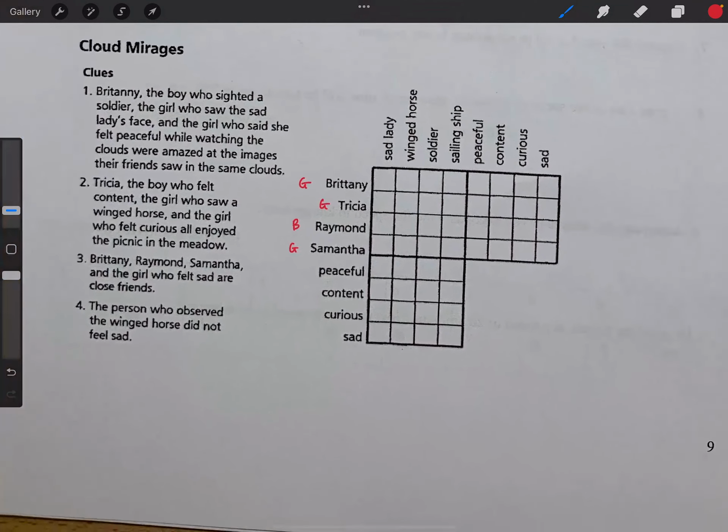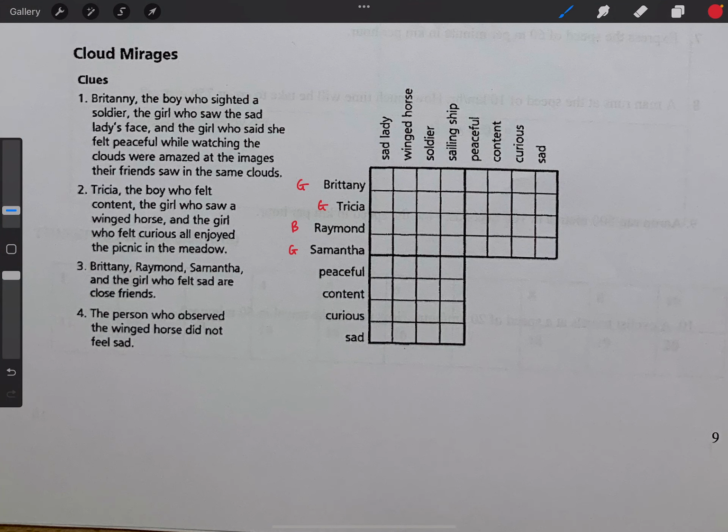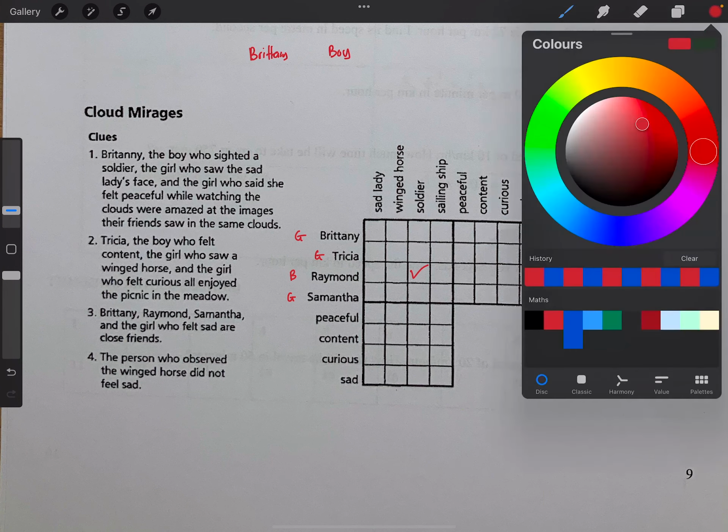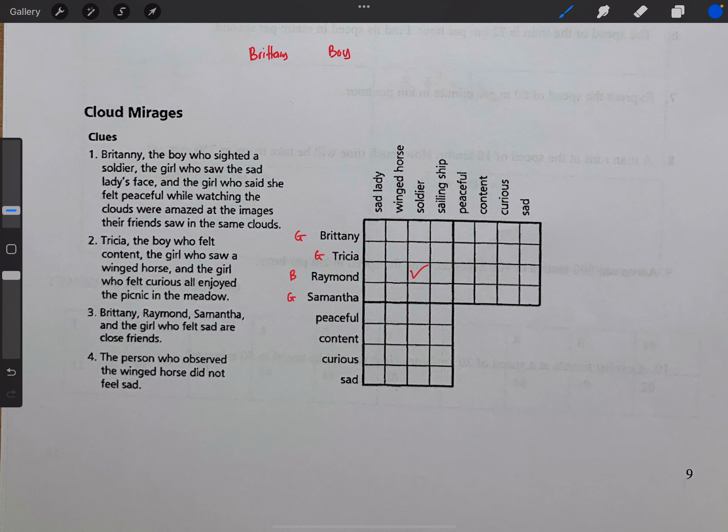So it said there's only one boy in this group. So it says the boy who sighted the soldier. That means that Raymond must be the one who sighted the soldier. Let's see. The girl who saw the sad lady. Okay, so Brittany. The boy who sighted a soldier. That means that Brittany can't be the one to sight the soldier, so we're going to put a cross on that one. And for all of these, Samantha, none of them can be either one.